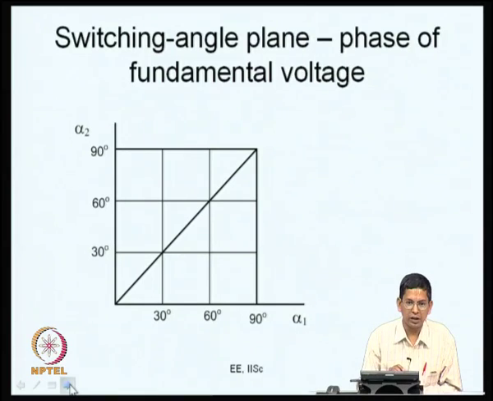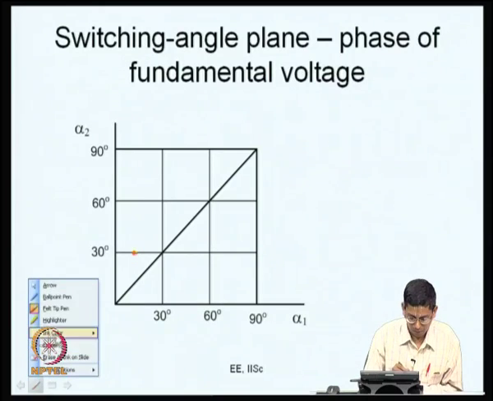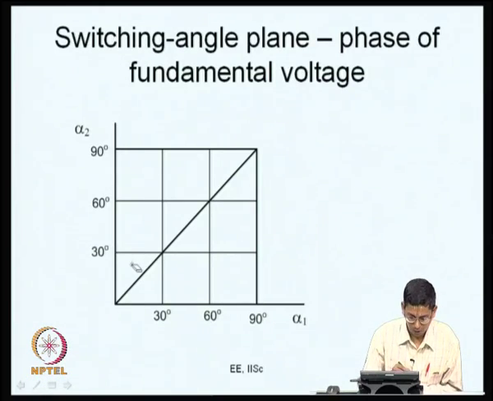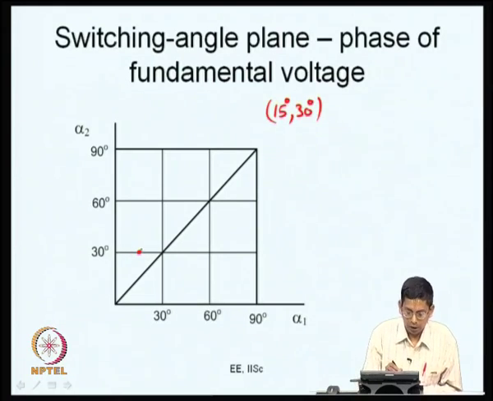That is what we are trying to see here. We will again consider some examples now. First, let me consider one example. This is quite similar to what I had taken. Okay. So, let me consider alpha 1 is equal to 15 degrees and alpha 2 is equal to 30 degrees. This is the point I have considered now. So, let me put a circle around that, so that it is clear.